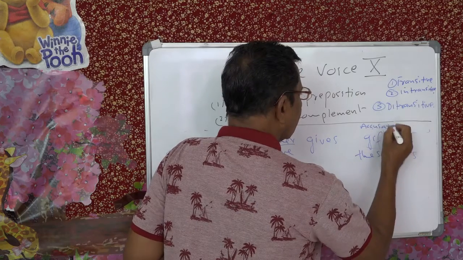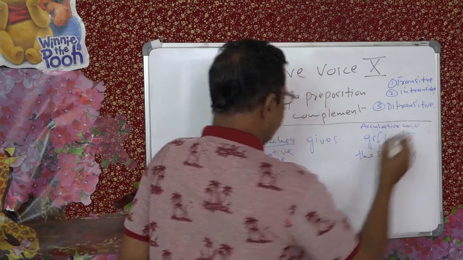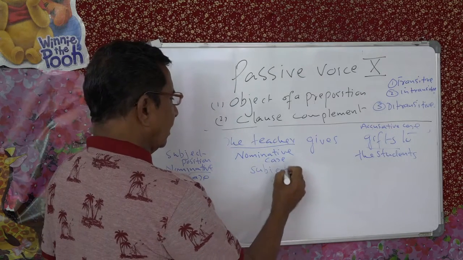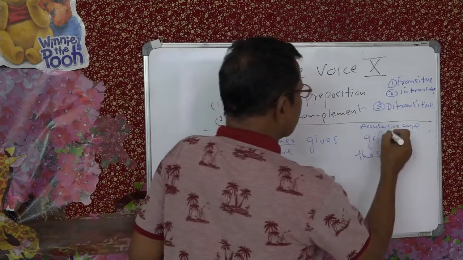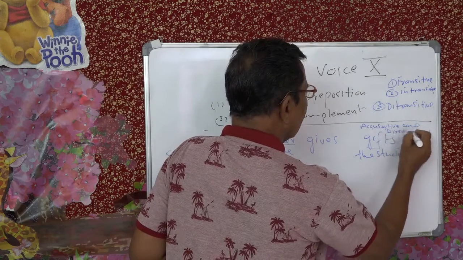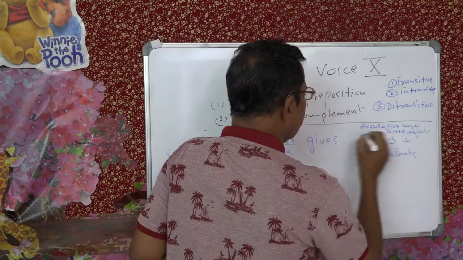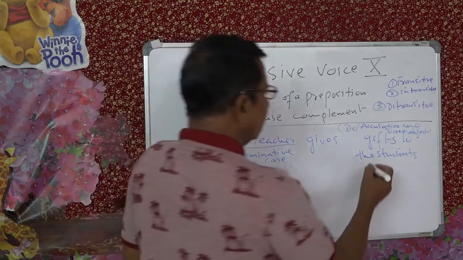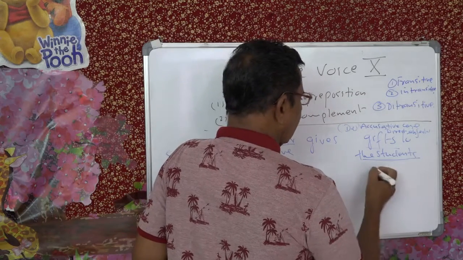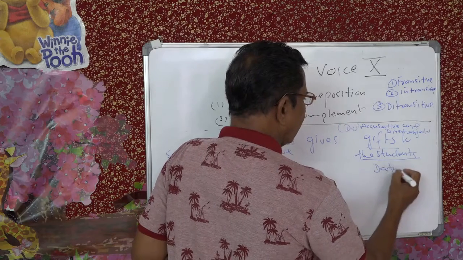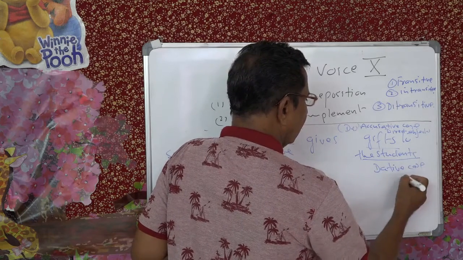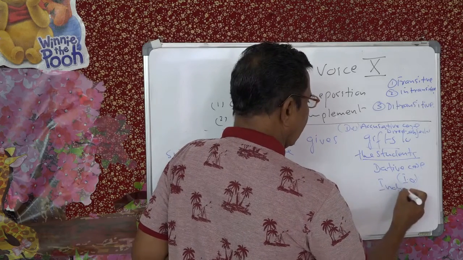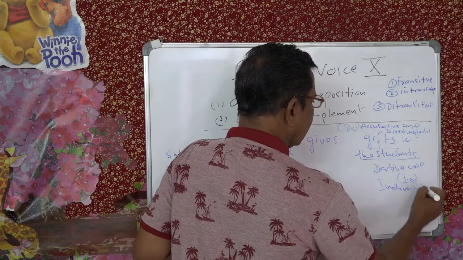Accusative case. Or we can say nominative is subject. And here you can say direct object. Or for short we say DO. This is the short. And to the students is indirect object, or that is called dative case. Or for short we say IO. Indirect object. Understand?